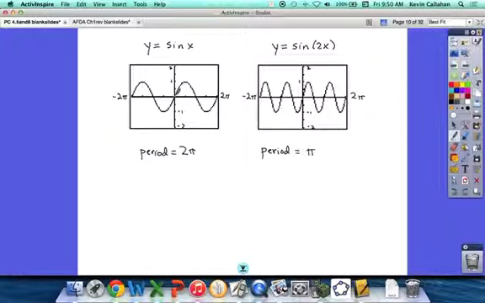You know, this one had a period of 2 pi, right? It went through one complete wave between 0 and 2 pi. What about this one? It's actually going through 2 waves between 0 and 2 pi. So actually the period of this thing is pi, right? It's going through one complete, 0 to maximum to 0 to minimum to 0, back again to the start, in just pi. So the effect of multiplying the x inside the function is to change the period.